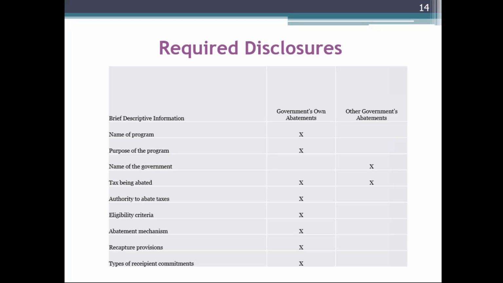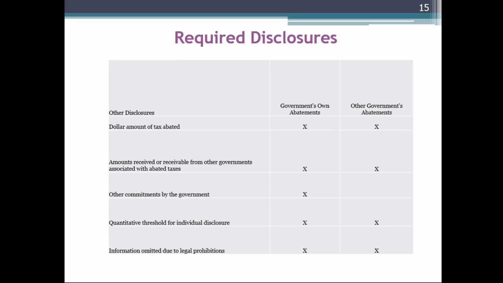For example, if you don't do something right, is there a way to claw back those taxes that otherwise have been foregone? And what type of recipient commitments are there? Those are all disclosures by the government's own. You also disclose the dollar amount of tax abated, the amounts received or receivable from other governments associated with those. Other commitments by the government, you want to disclose those and a qualitative threshold if you do the individual disclosure.